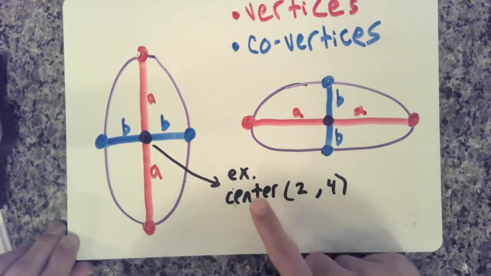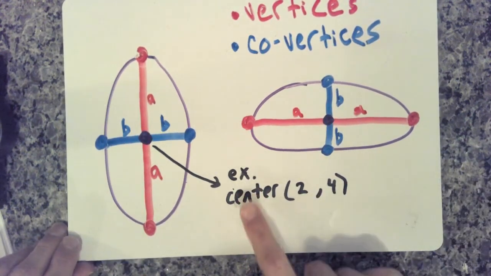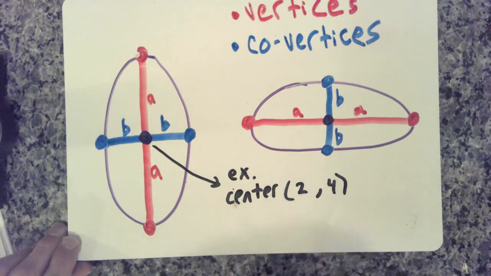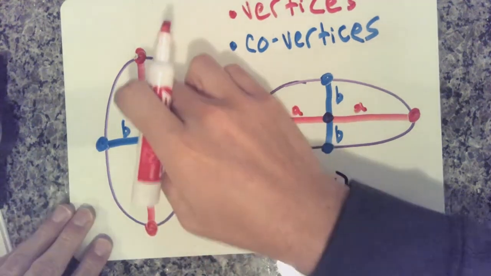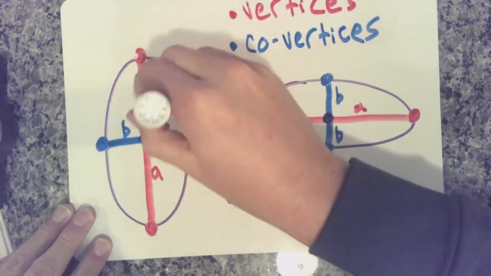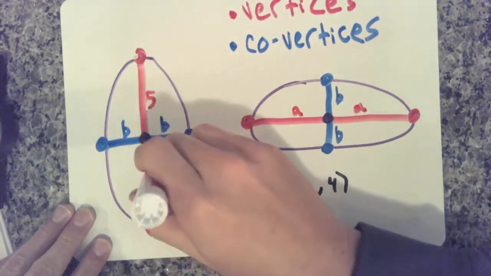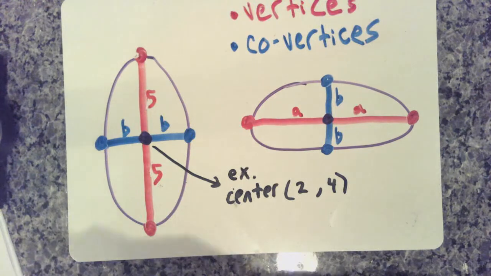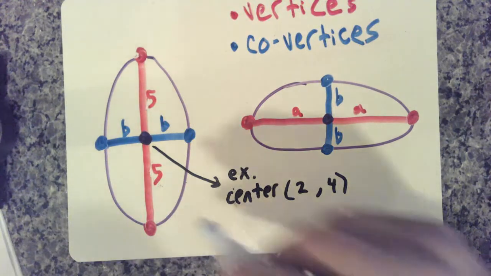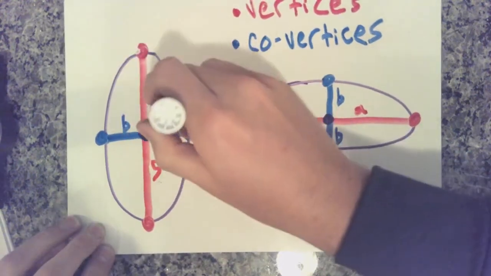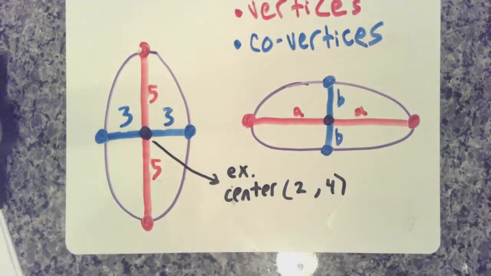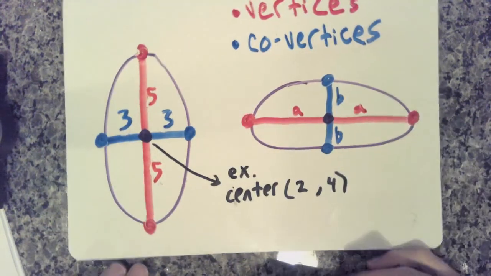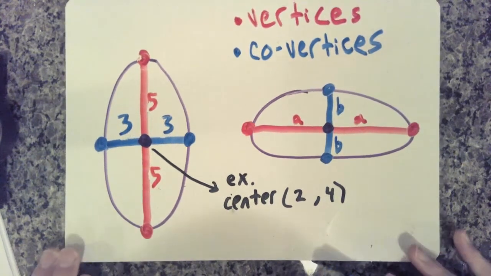So depending on where your A and B are, and depending on what your major or minor axis is. Okay, so we're going to do this with an example with a center at 2, 4, and we're going to make my A here 5. So this is a length of 5, and this is a length of 5, and then we'll make my B 3, a length of 3 here, length of 3 here.